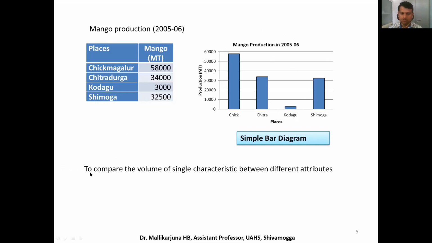This simple bar diagram is used to compare the volume of a single characteristic between different attributes. Here attributes are Chikmagalur, Chitradurga, Kodagu, Shivamoga. We are comparing this mango production with respect to different places. In this situation, we can use a simple bar diagram.